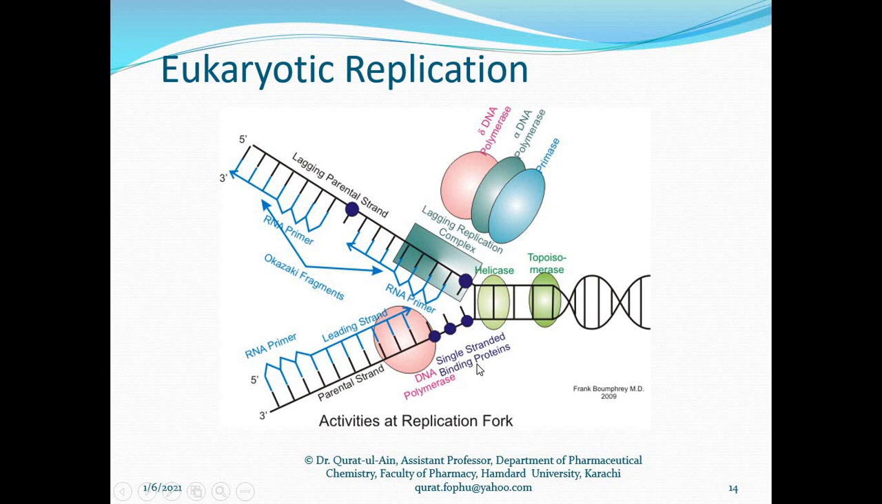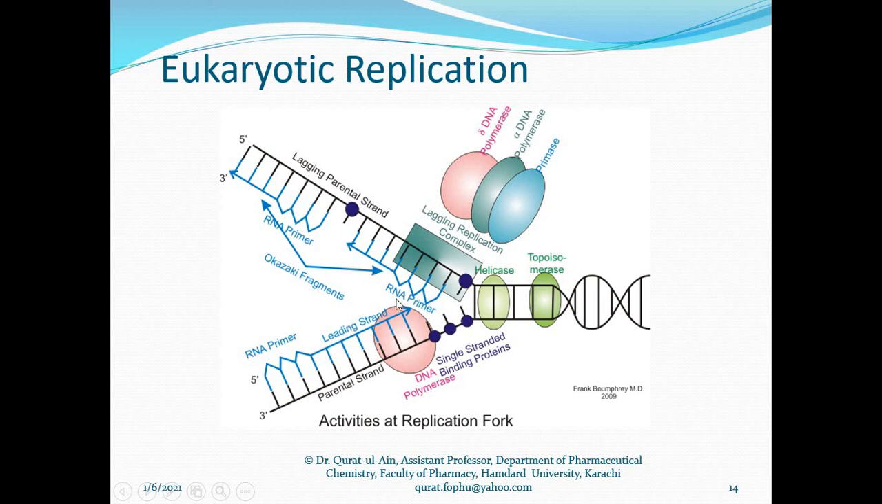These are the single stranded binding proteins. These are the proteins and enzymes that take part in eukaryotic DNA replication. So the first enzyme would be the helicase, that unzips the two strands of the DNA at the origin of replication or near the origin of replication. And then the single stranded binding protein, or SSBP, would bind with both template strands of DNA and keep them straight. And then what happened after that?